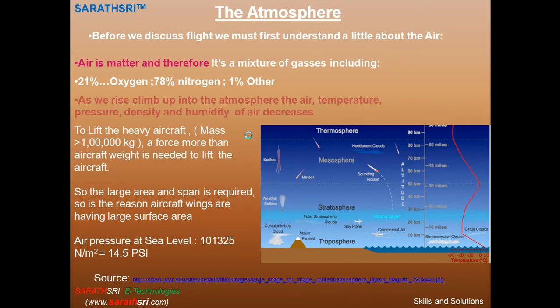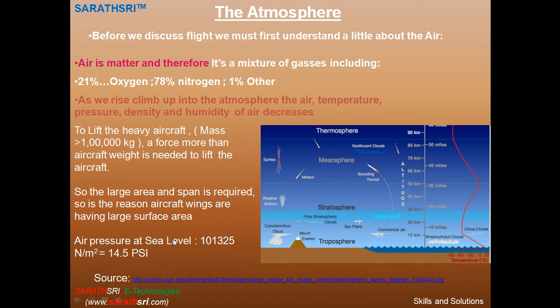Before going to the actual discussion of how aircraft fly in industry, let us see what the atmosphere looks like. The atmosphere is full of air. It consists of 21% oxygen, 78% nitrogen, and 1% other gases. As this image shows, the atmosphere is layered, starting from the troposphere, stratosphere, mesosphere, and thermosphere. The aircraft operates in the troposphere, which is around the 20-kilometer range from sea level. This image is taken from the internet.